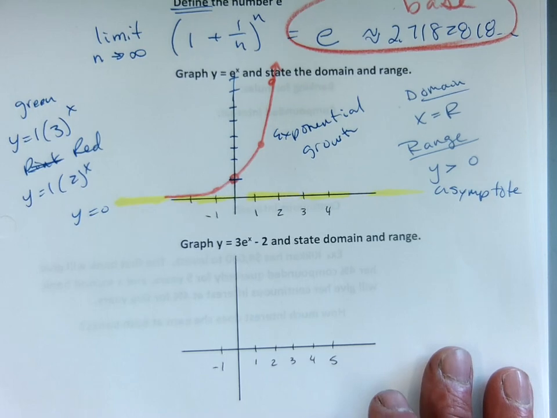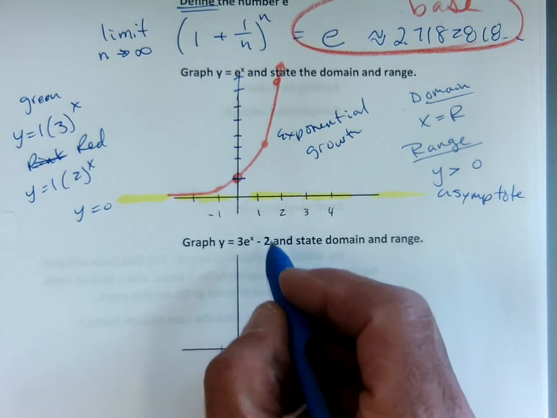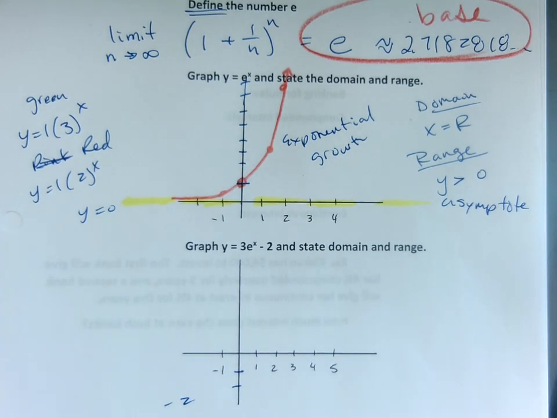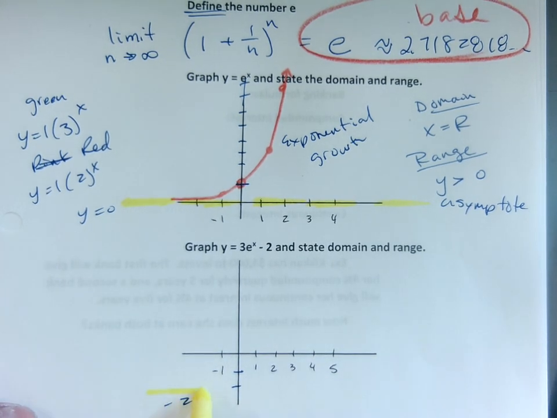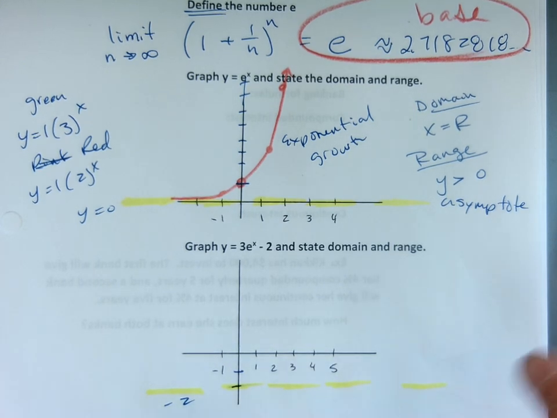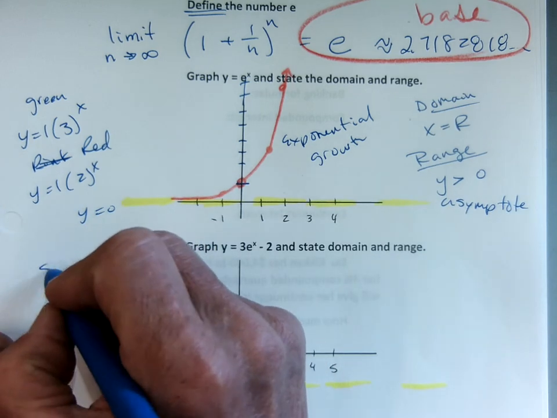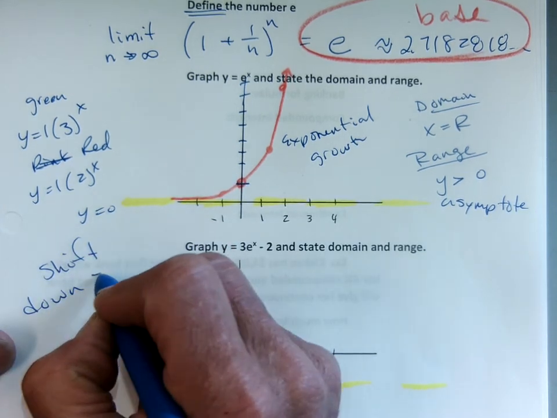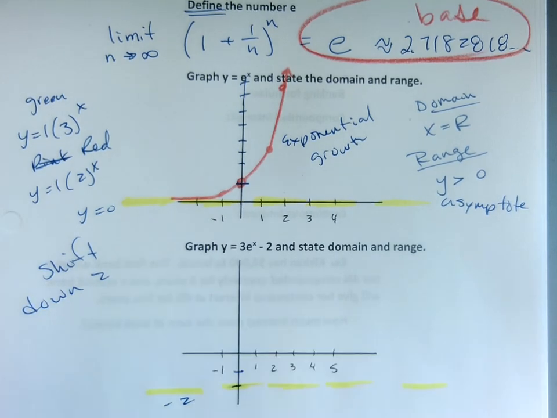Now, in example 2, we're just going to do a translation. We're going to take the graph down 2 units, okay? So my asymptote goes down. So we're going to take a translation. We're going to shift down 2 because of the minus 2, right?